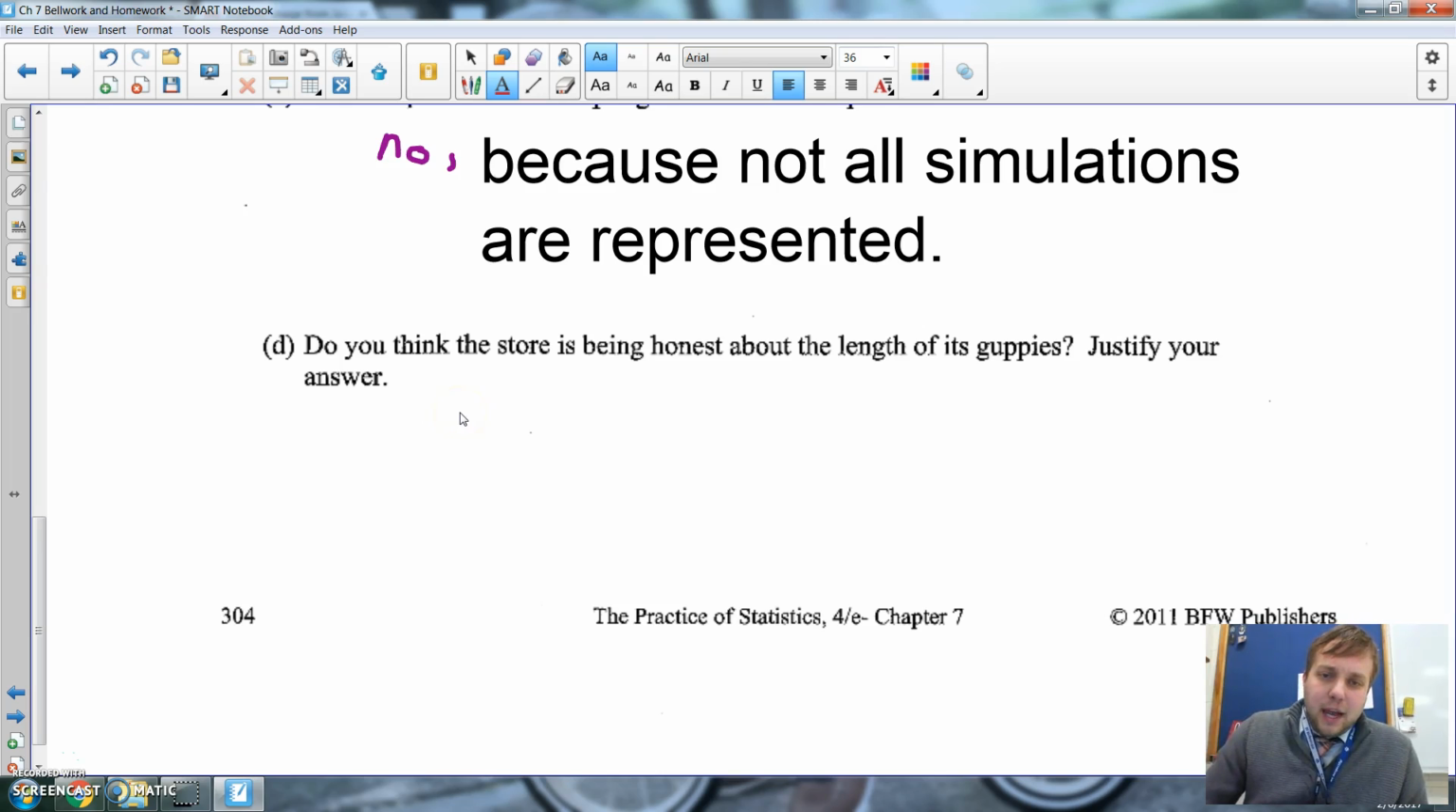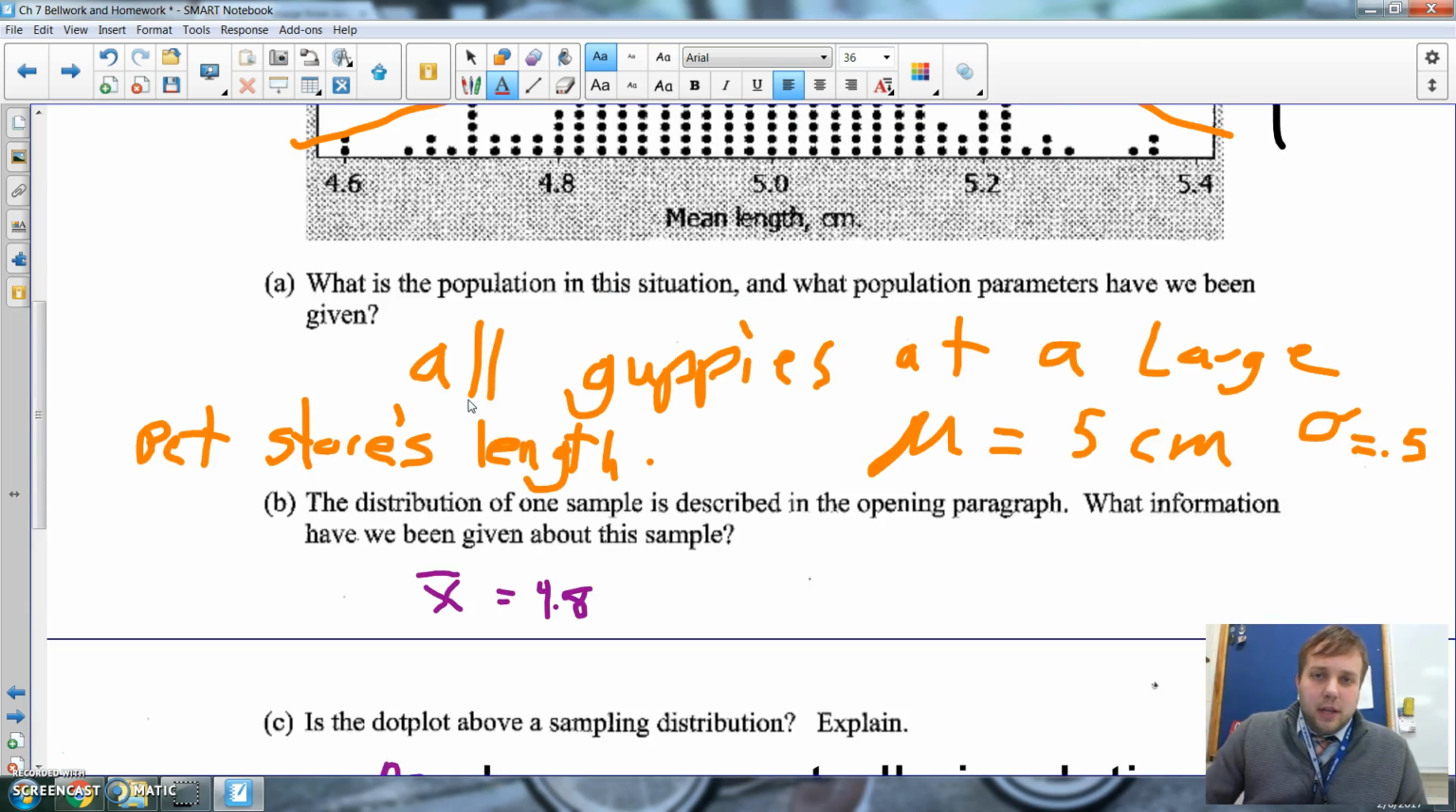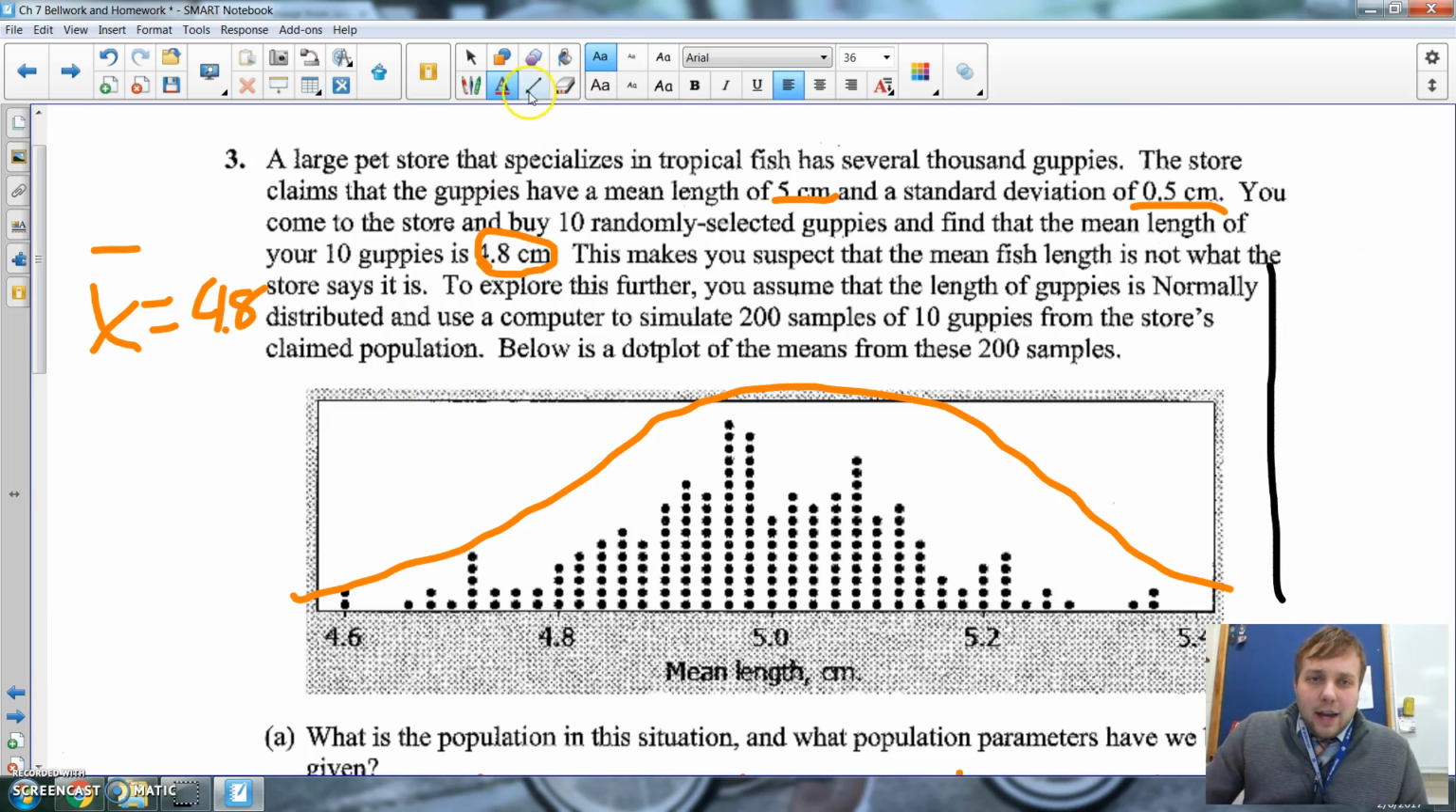Do you think the store is being honest about the length of its guppies? Justify your answer. All right, we're almost done. Well, we got a sample. Let's be detectives here. We got a sample of 4.8. So this right here is where we got 4.8, right?